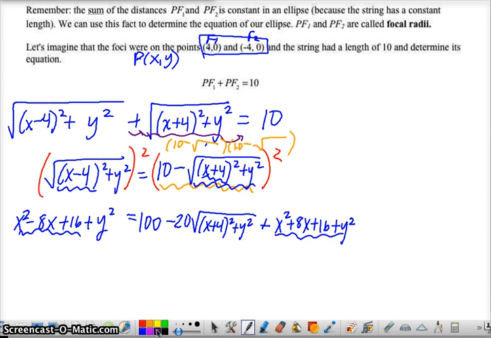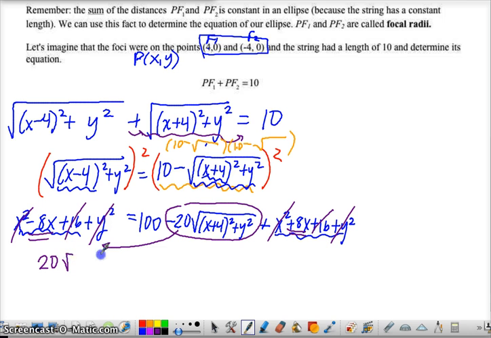Now, nicely, at least some of these things cancel. x squared cancels with x squared. y squared cancels with y squared. 16 cancels with 16. However, positive 8x and negative 8x do not cancel because they're opposite signs. So this is a negative right here, so I'm going to move this to the left-hand side to make it positive. So 20 times the square root of (x plus 4) squared plus y squared equals 100 minus, or sorry, plus actually. I'm going to move the minus 8x over here to join this 8x, so I have 8x and 8x is 16x. So I bring down my 100, I have 16x, I move this to the other side.